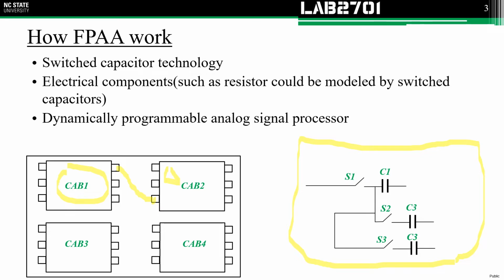Basically, S1, S2, S3 each stand for a general traditional switch. If you close different switches at different times, different capacitors will be in effect. That's why they call it switched capacitor. When different capacitors are in effect in different phases of a single clock frequency, you will be able to generate different functionalities. You can use the combination of them to mimic some electrical components, such as resistors.